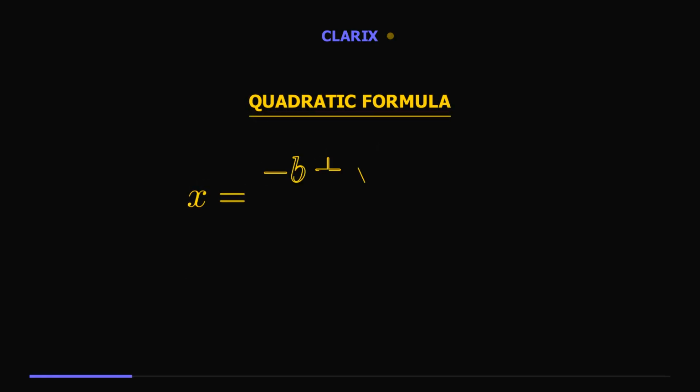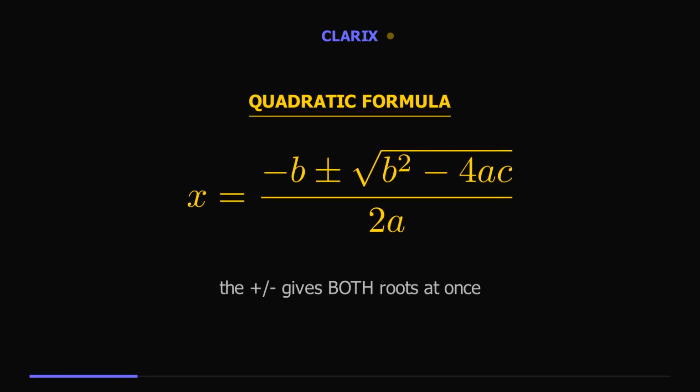Here it is, the quadratic formula. For any equation of ax squared plus bx plus c equals 0, the roots are x equals minus b plus or minus the square root of b squared minus 4ac, all over 2a. That plus or minus is doing a lot of work. It gives you both roots at once, one with the plus, one with the minus. Memorize this. It's the master key.